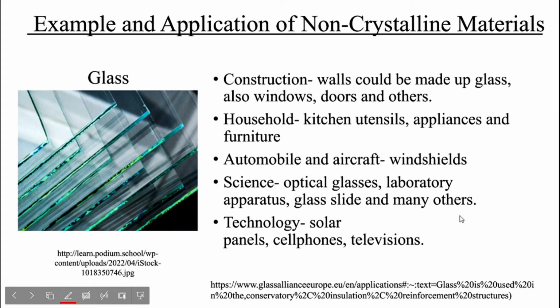The next non-crystalline material on the list is glass. We can use it in construction. Walls could be made up of glass, also windows and doors, and many others. In households, our kitchen utensils and appliances all have a touch of glass. Automobiles and aircraft use windshields made of glass.